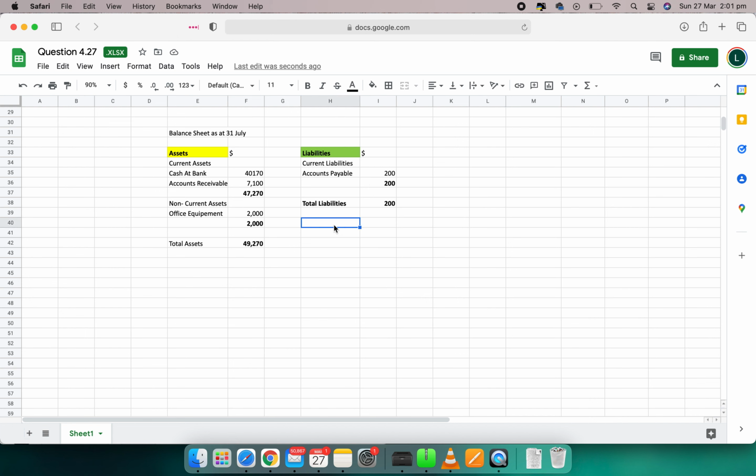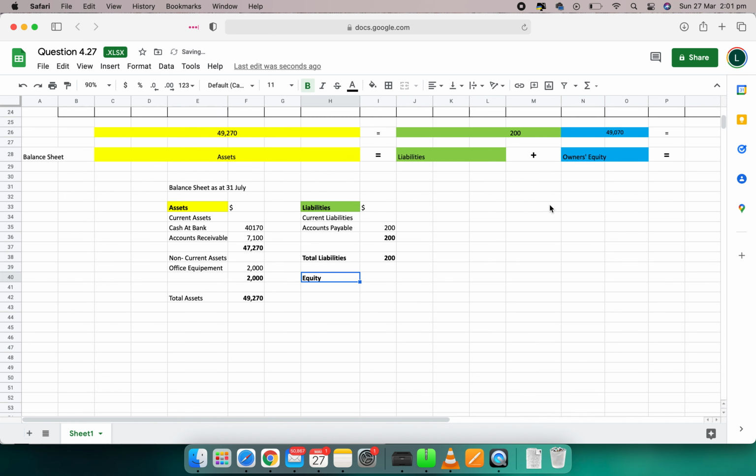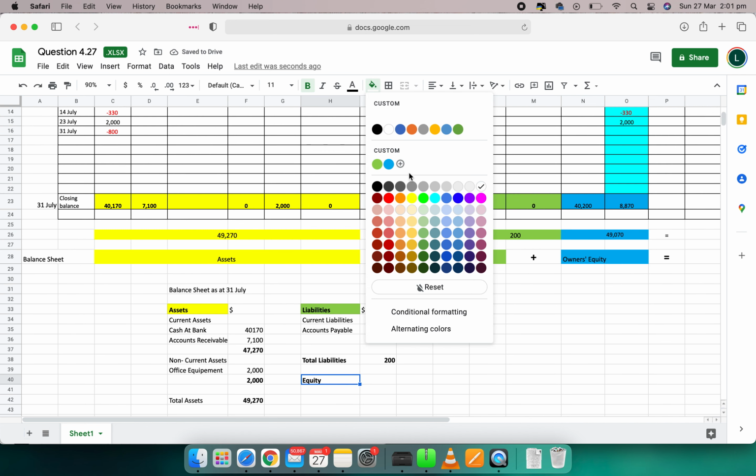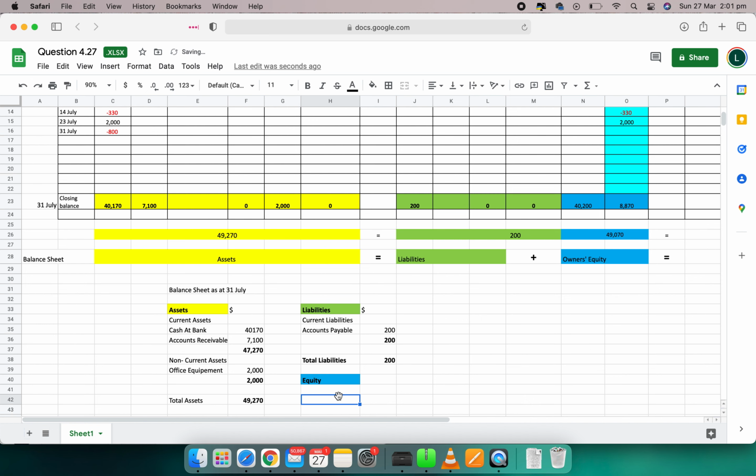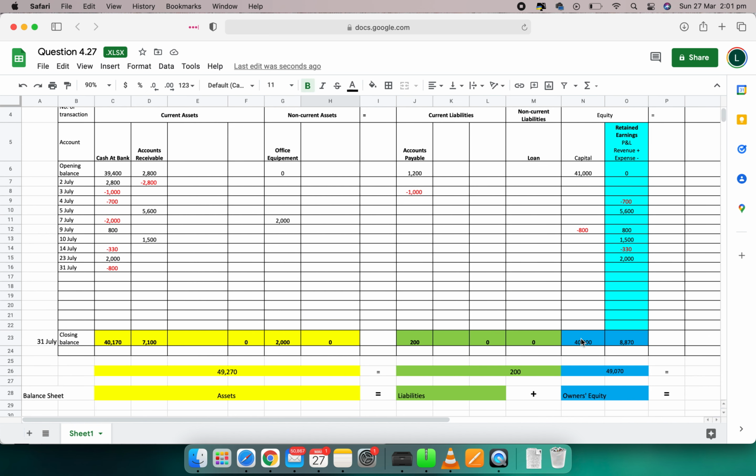So we've done that. Now we're moving on to equity. Equity is a little bit more detailed. So that's a blue color. Now, obviously, you don't need to do these color codes. I'm just doing this for your own benefit. Equity, we're not going to take these totals. We're going to break it down a little bit further.